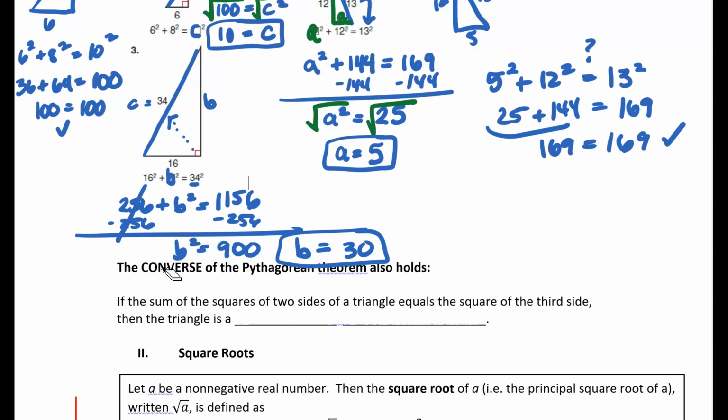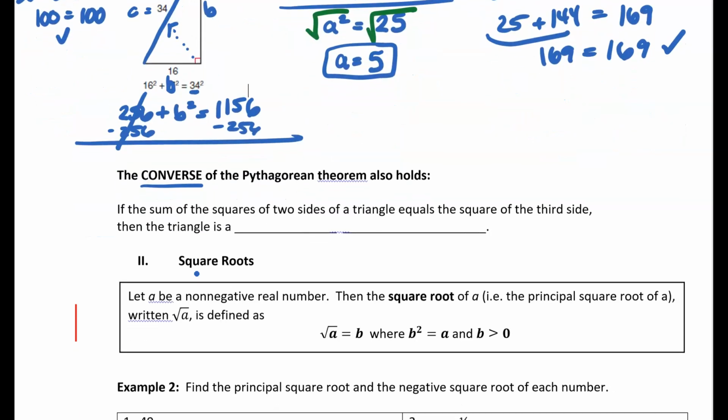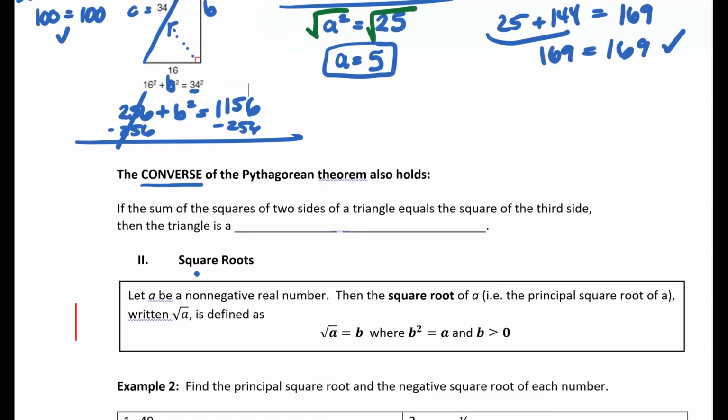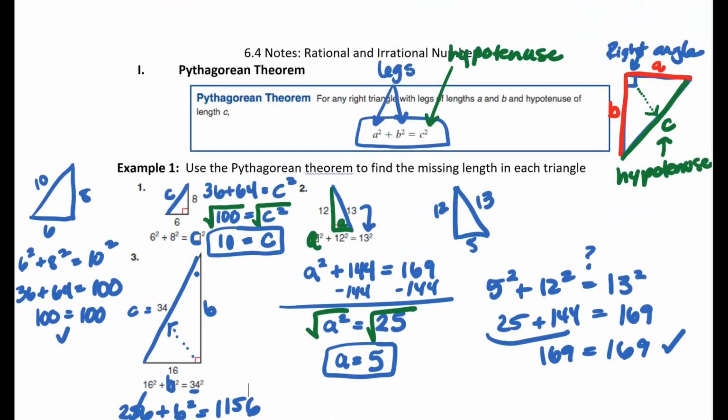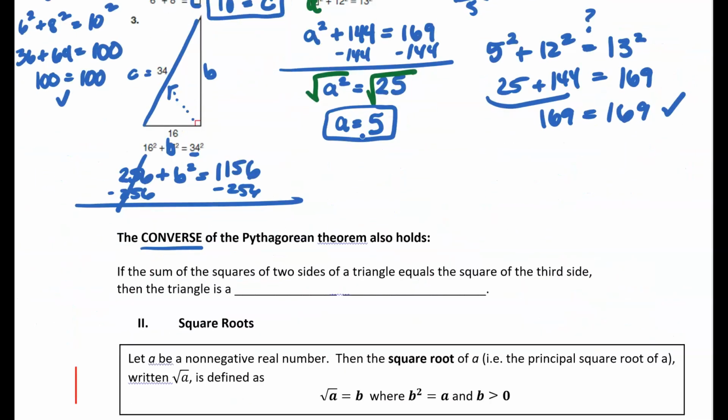So down here, and I'm just going to erase this so we can see it a little bit better. You'll notice it says the converse of the Pythagorean theorem. So the converse is kind of like the opposite. It's when we reverse the theorem. So the Pythagorean theorem, let's just go back real quick, said that for any right triangle, so if you have a right triangle, then this is true. The converse is, and I'm just going to write this in math terms, if a squared plus b squared equals c squared, then the triangle is a right triangle.